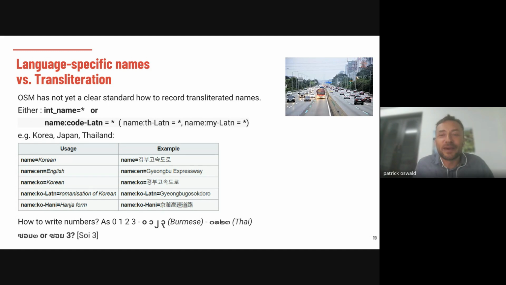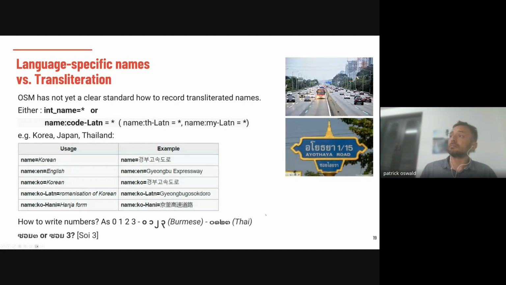Again, there's also another question if you want to go further: how to deal with numbers? There are English numbers, there are Burmese numbers. They write like 1, 2, 3, 4. In Thailand here, 1, 2, 3, 4. So if you want to have a Thailand street or lane, Soi 3, do you write it like this, like the first one? Or do you write it like this, using the Thai number 3 or the English number 3?